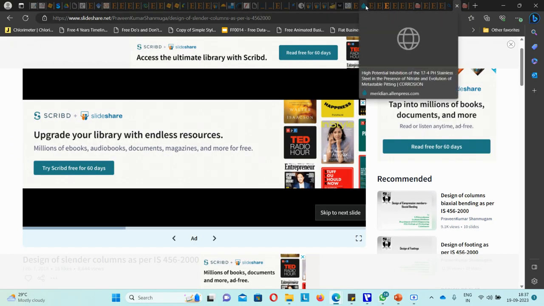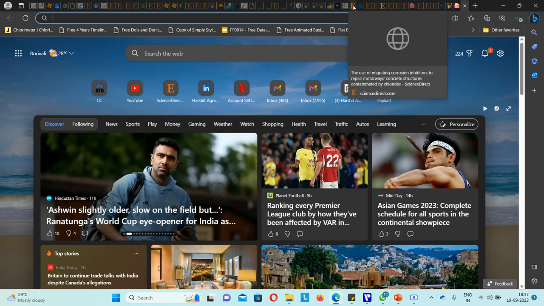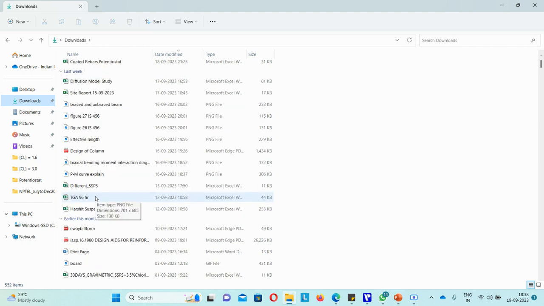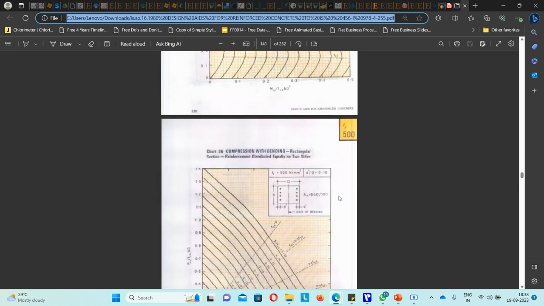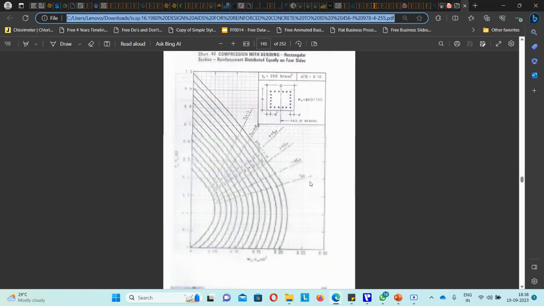So if we see, where is the code? Just wait a second, I need to check where the code is. So this is the SP16 code. Now we know our d dash by D is 0.15 and fy is 500. So referring to the chart, and we assume that our reinforcement is distributed equally along all four sides, we need to go for that chart.